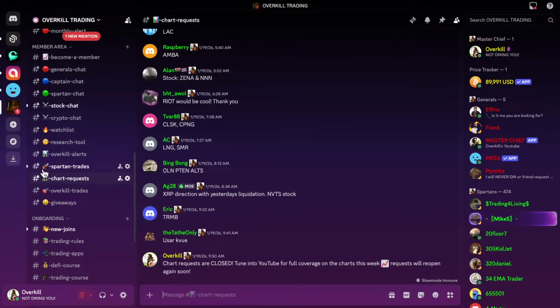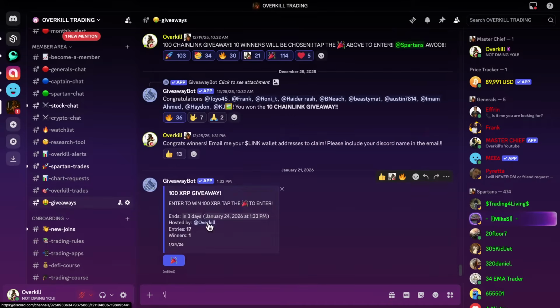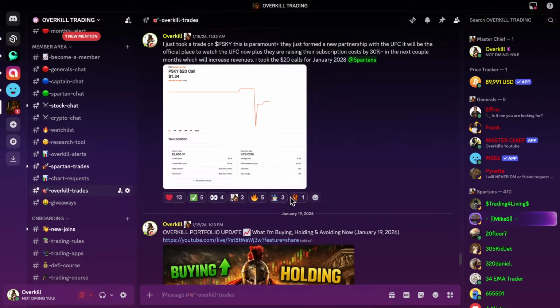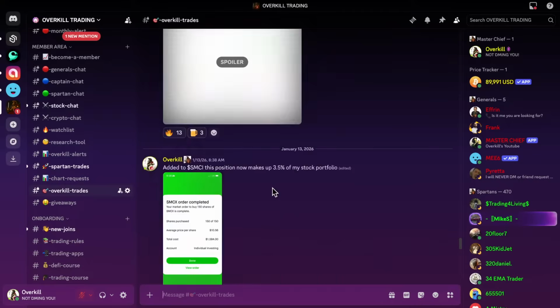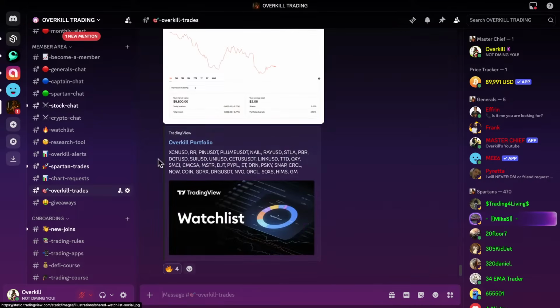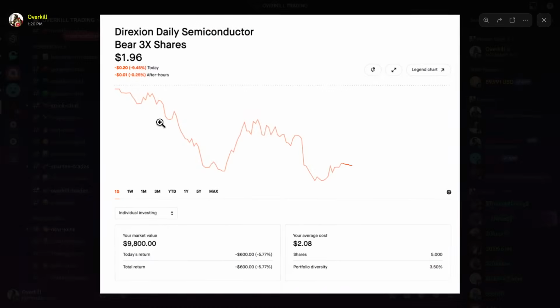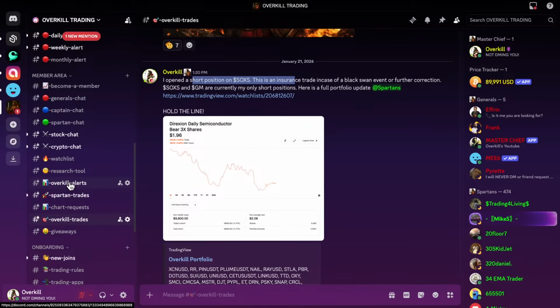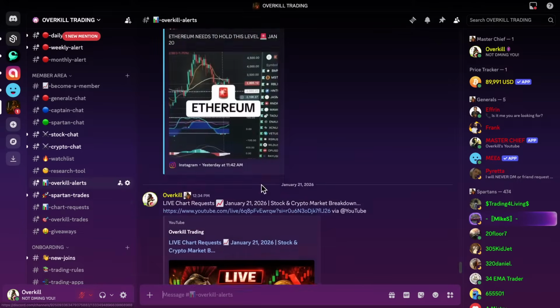Also, you'll have access to the chart request thread over here as well. Obviously, the giveaways, Overkill trades. This is where everything I trade is posted. So all my buys, all my sells are posted in this thread right here. You guys can get access to all the trades. I took a trade today on this ETF here. So I always tell you guys what I'm doing, what I'm thinking. And then obviously Overkill alerts as well, which you guys have access to.